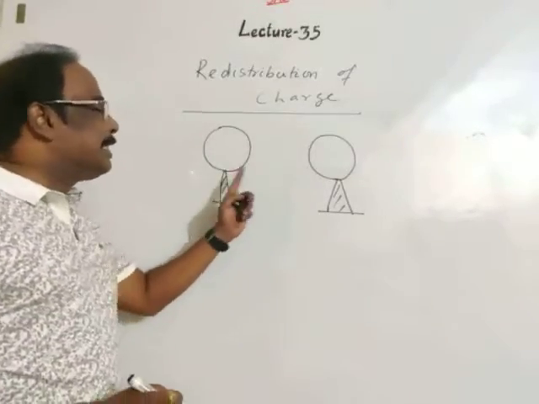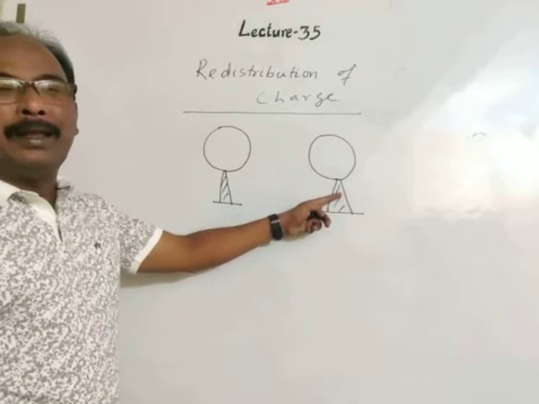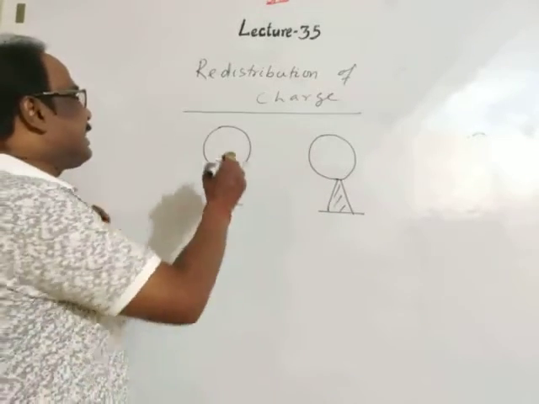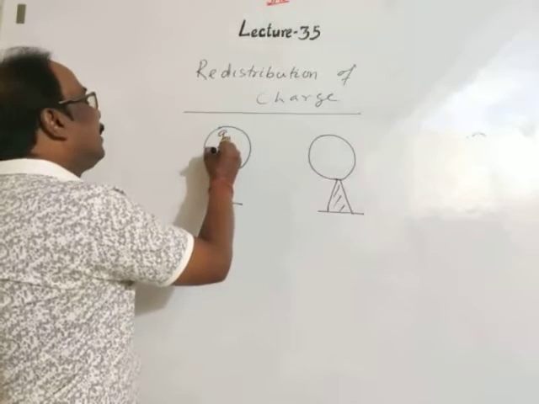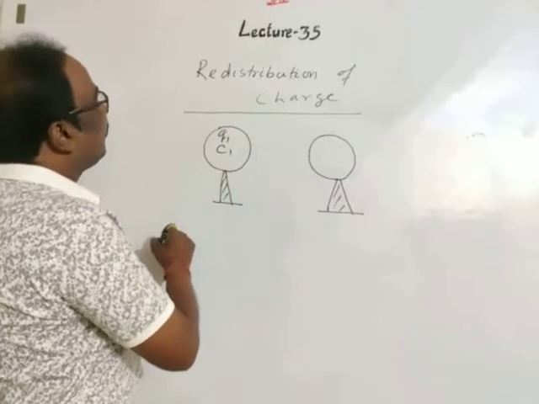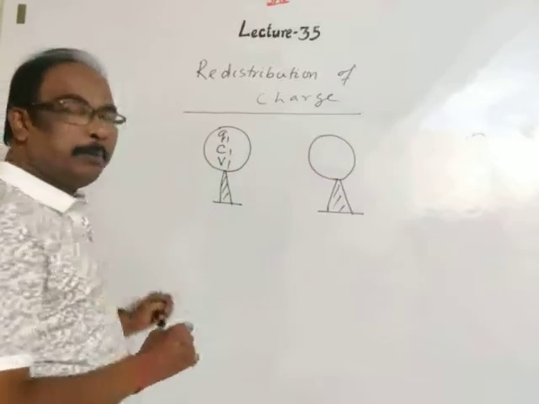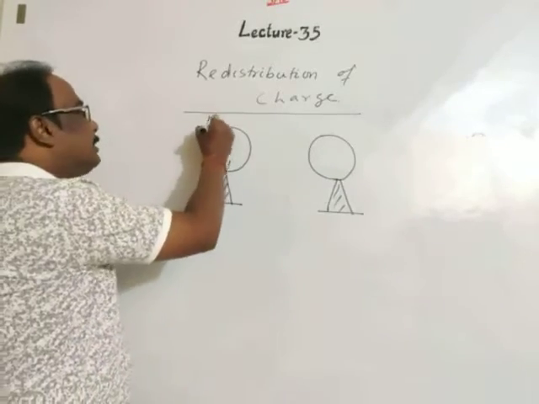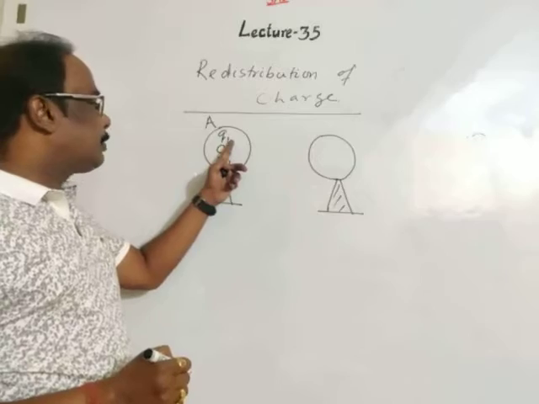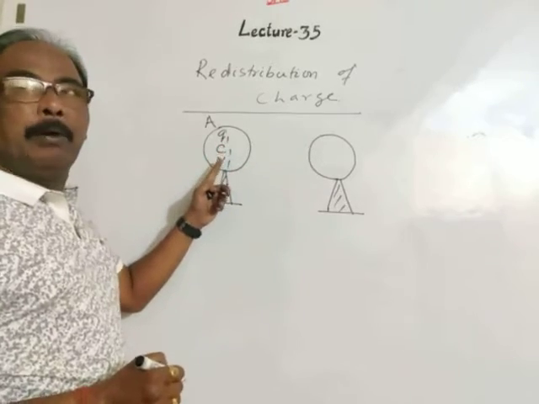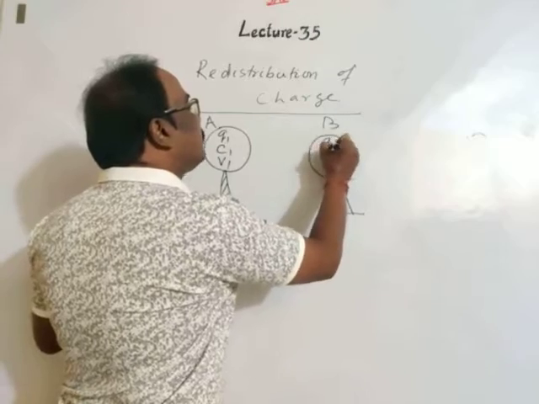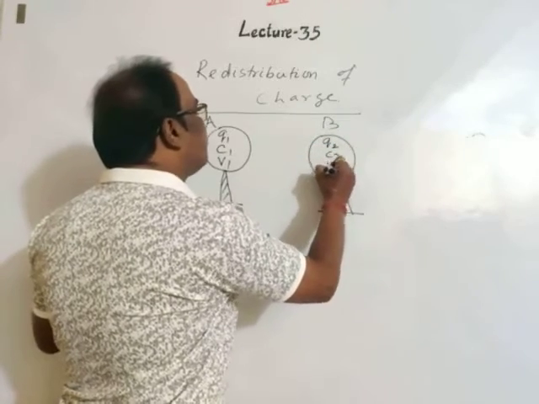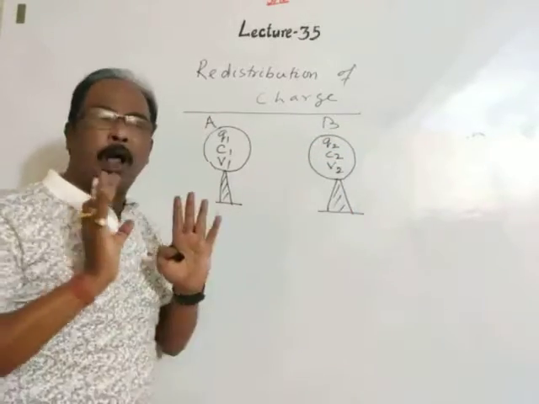These are two bodies kept on insulating stands. The charge on this body is Q1, capacitance is C1, potential is V1. This body on the left is body A, which has charge Q1, capacitance C1, potential V1. Similarly, this is body B. It has charge Q2, capacitance C2, and potential V2.